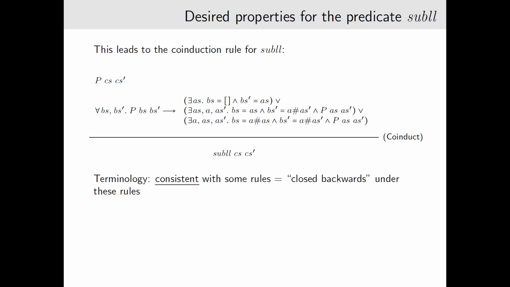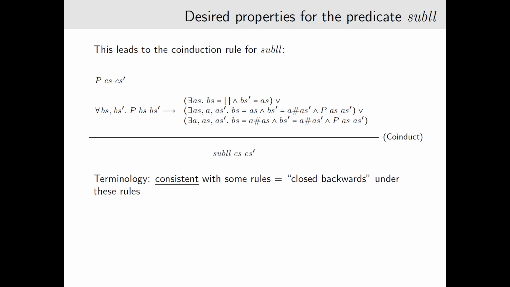Just some terminology. We say "consistent", which is another word to say that this case analysis situation holds for a predicate. We say consistent with some rules to mean that it's closed backwards under the application of the rules. Essentially, the question that we addressed a while ago: is it the case that when two items are in a sublist relationship, one of those rules must have been applied? This means backwards closed.